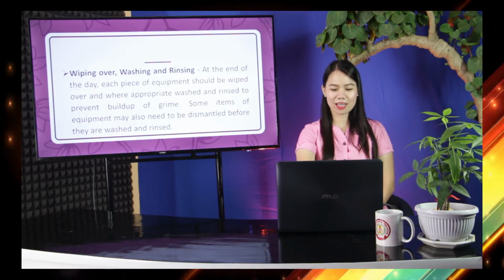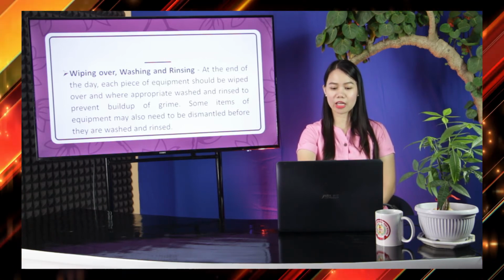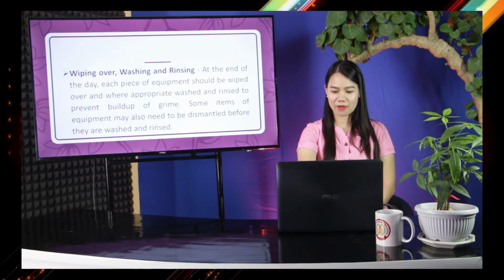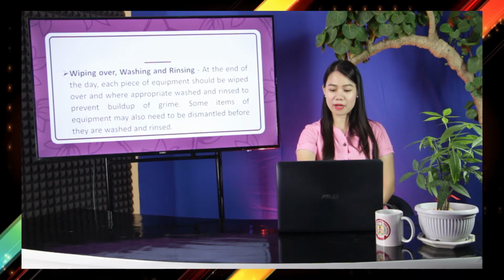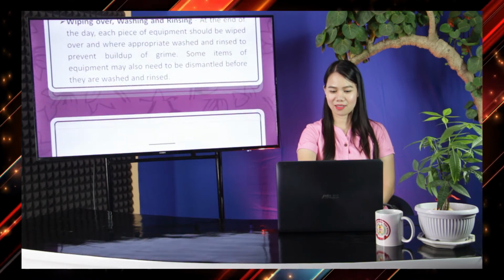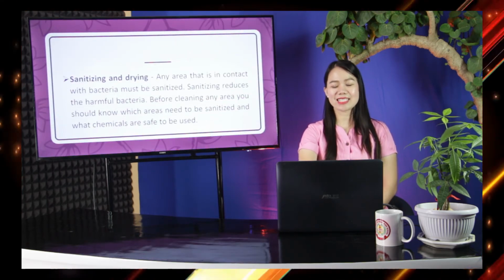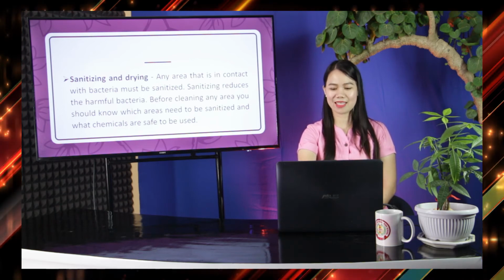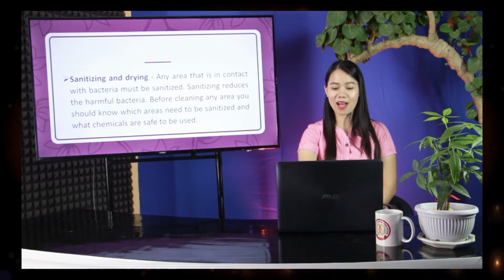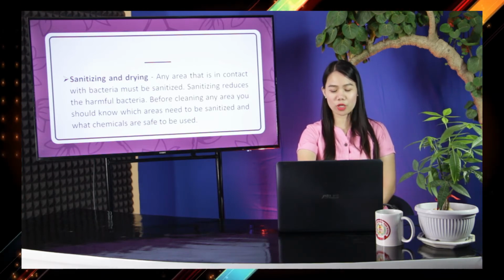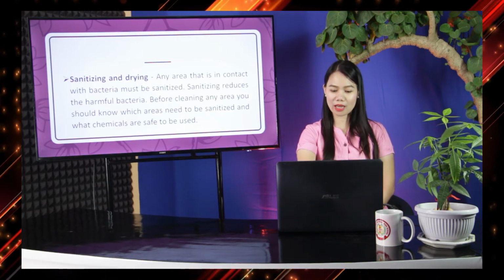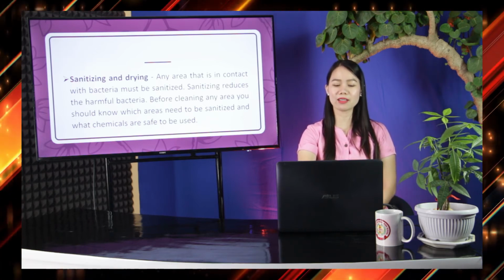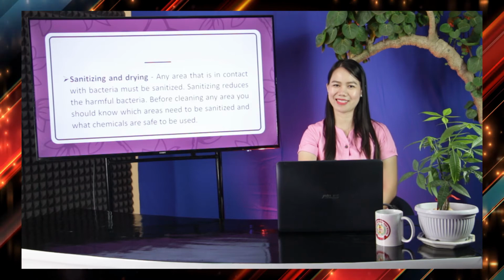At the end of the day, each piece of equipment should be wiped over and where appropriate washed and rinsed to prevent buildup of grime. Some items of equipment may also need to be dismantled before they are washed and rinsed. And the last one is sanitizing and drying. Any area that is in contact with bacteria must be sanitized. Sanitizing reduces the harmful bacteria. Before cleaning any area, you should know which areas need to be sanitized and what chemicals are safe to be used. So those are the different reminders or simple tips in cleaning our equipment.